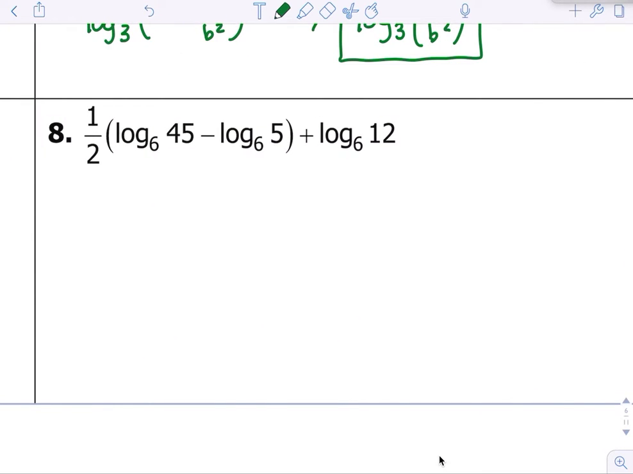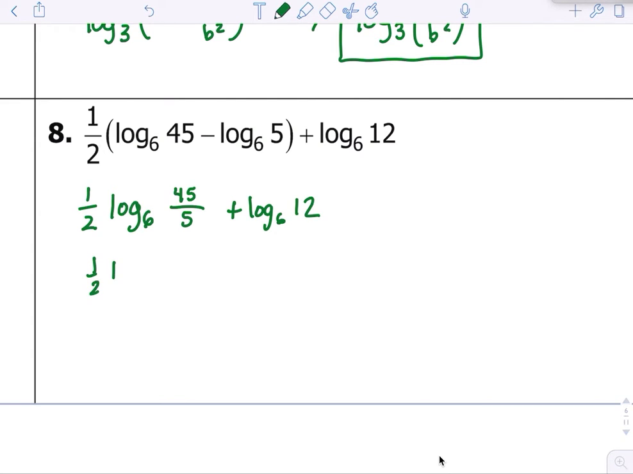Alright, this one. So this one, let's distribute this 1/2 to both of these, okay? Or, sorry, let's work in the parentheses, so let's do this. So, log, minus sign, so quotient rule. So, 1/2, and we're going to get log base 6 of 45 divided by 5, plus log base 6 of 12.